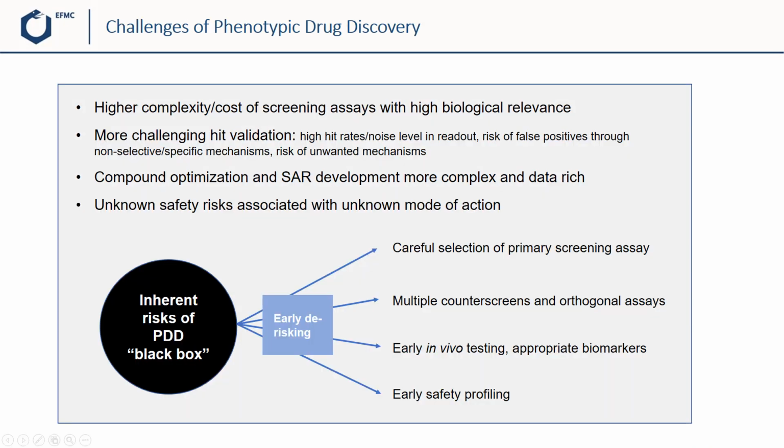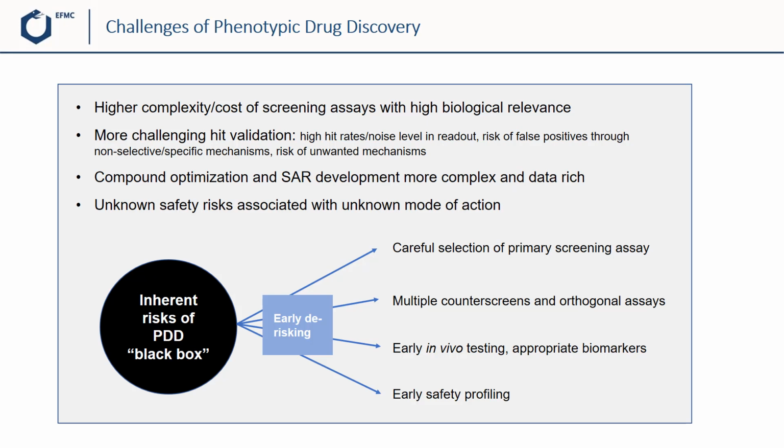To perform a screen in a system that has a high biological relevance, and we will get to that topic in a second in more detail, it comes with a higher complexity and often it is more expensive. One of the major hurdles after a phenotypic screen is a more challenging hit validation, resulting from using these more complex systems. And as we have learned on the previous slide, the more options you will get, also the more unwanted mechanisms might be included and need triaging.